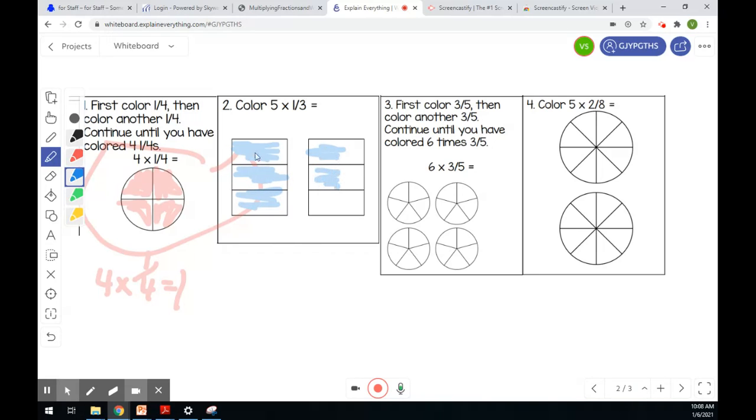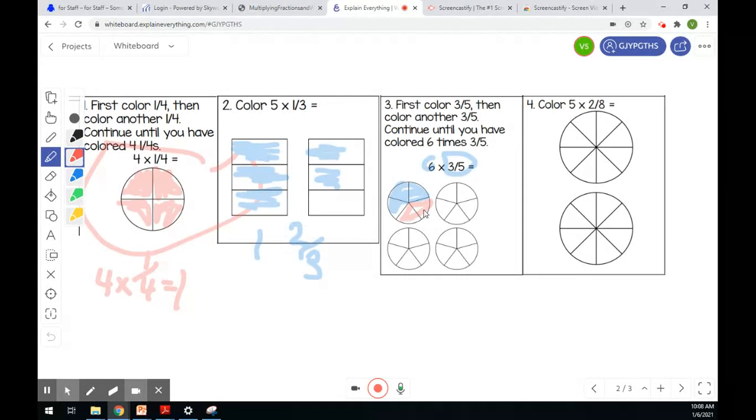In this example, I'm going to color 1/3 5 times. I notice that I have 1 whole already shown. So I have 1 whole and I have 2/3. So 5 times 1/3 equals 1 2/3. So these are very easy. I like these. It's literally repeated addition. Here's your fraction. You're going to draw it 6 times. So I'm going to do 3/5.